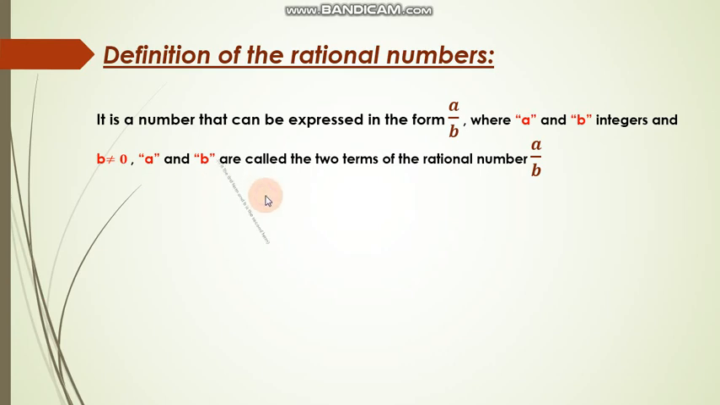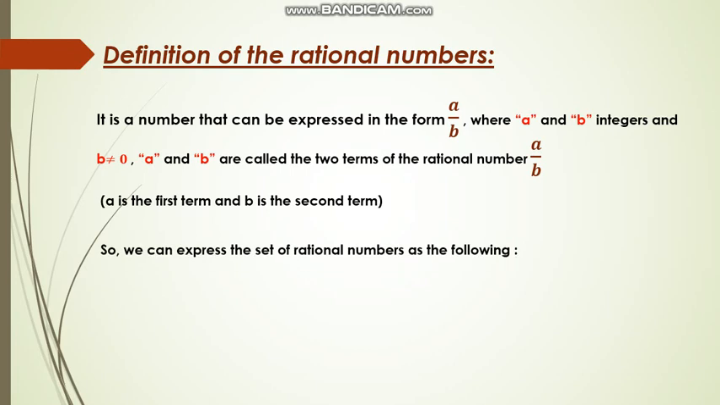Since A and B are the terms of the rational number, A is the first term and B is the second term. The formula of rational numbers: we can express the set of rational numbers as the following. The set of rational numbers Q equals the set of x, where x equals A over B, and A belongs to Z, B belongs to Z and B not equal 0.